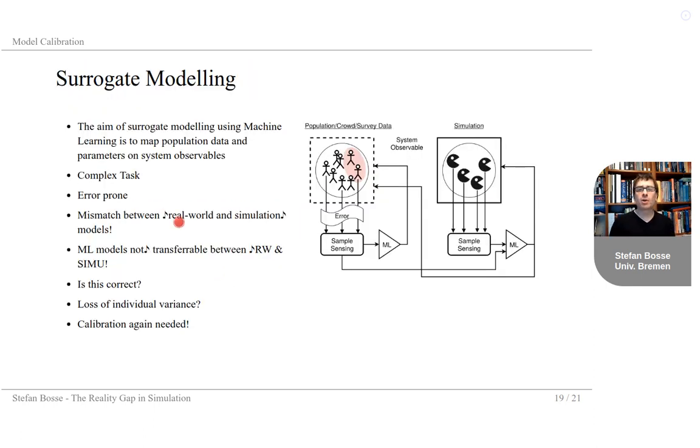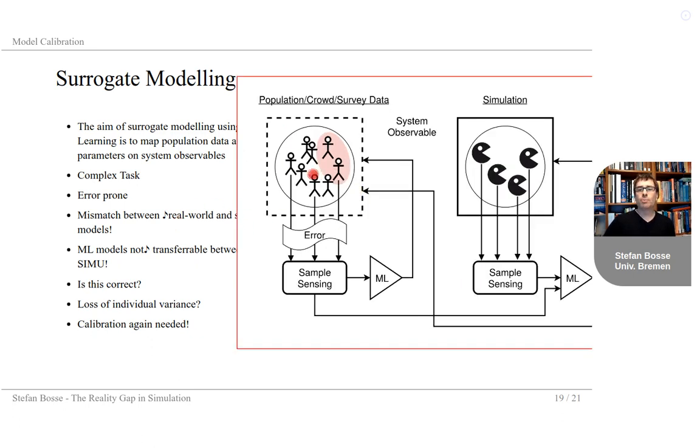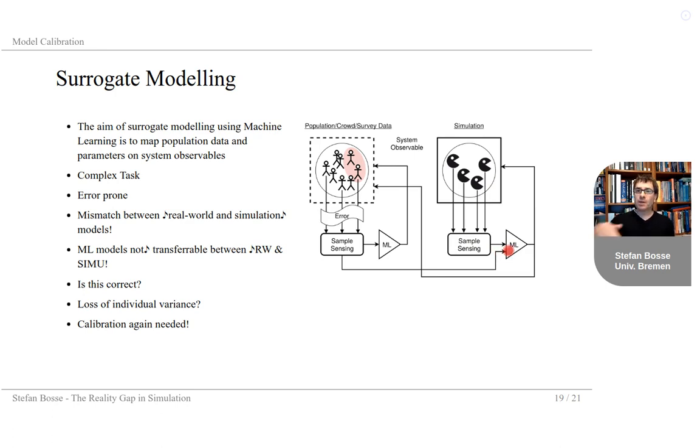So here finally we have the surrogate modeling approach. Here we have population data, and of course we can apply machine learning to create a statistically averaged model to predict some system observables. That is the aim of the surrogate model. And here on the other side we have simulation, and with the sampling data, by different simulation runs, we create another surrogate model predicting the desired system observables, for example, the development of infection cases and so on. And so the aim of surrogate modeling using machine learning is to map population data or simulation data, that means multi-agent data, and parameters onto system observables.